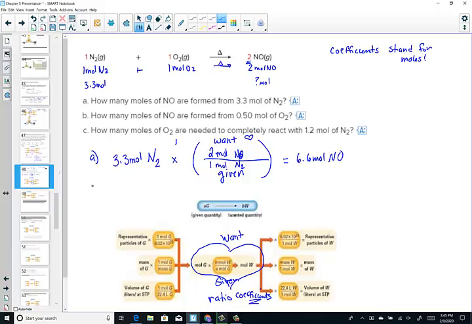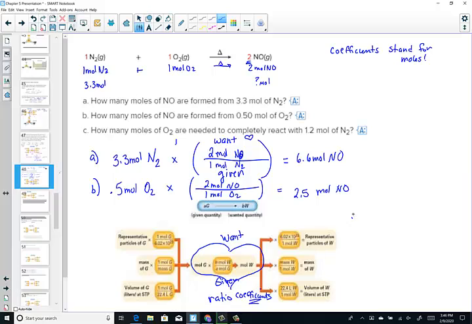So let's look at letter B. This time we're starting with 0.5 moles of molecular oxygen. What would the conversion factor be now to get us out to NO? We want over given. We want to know moles of NO. Its coefficient is a 2. This time we're starting at the oxygen, but it also had a coefficient of a 1. 0.5 times 2 is 2.5.